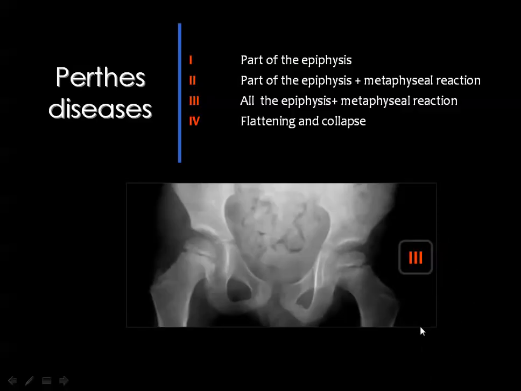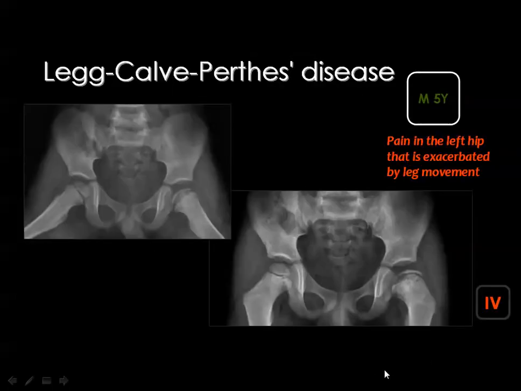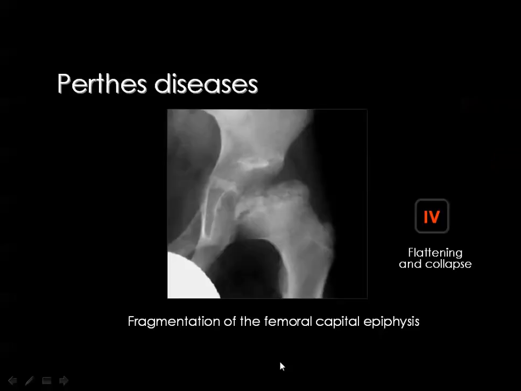Then if you look here, you can see that the capital femoral epiphysis is relatively smaller compared to that on the right side. And also if you look at the metaphyseal end of the femur, you see these irregularities. Then all the epiphysis is affected with metaphyseal reaction, and you consider it stage 3 Perthes disease. And here you see extensive flattening and collapse of the capital femoral epiphysis, meaning that this is stage 4.